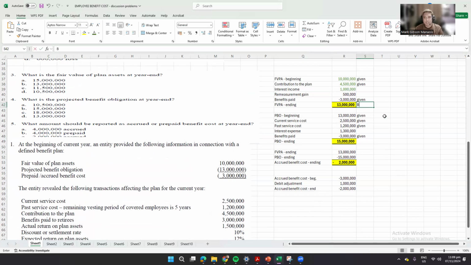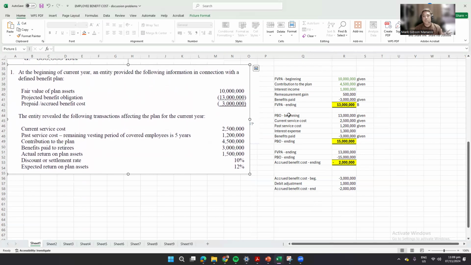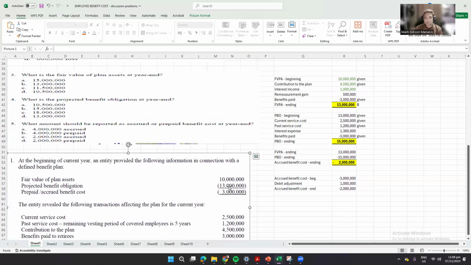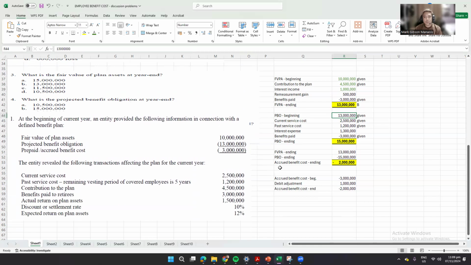So lagay ko nandito. Next requirement, projected benefit obligation at year end. So tignan ulit natin yung given. So again, we have introduced this template para at least mas mabilis makapag-solve ng problems on the employee benefit cost. No? So we have the projected benefit obligation beginning, also given, 13 million. Current service cost, 2.5, also given. Past service cost of 1.2.